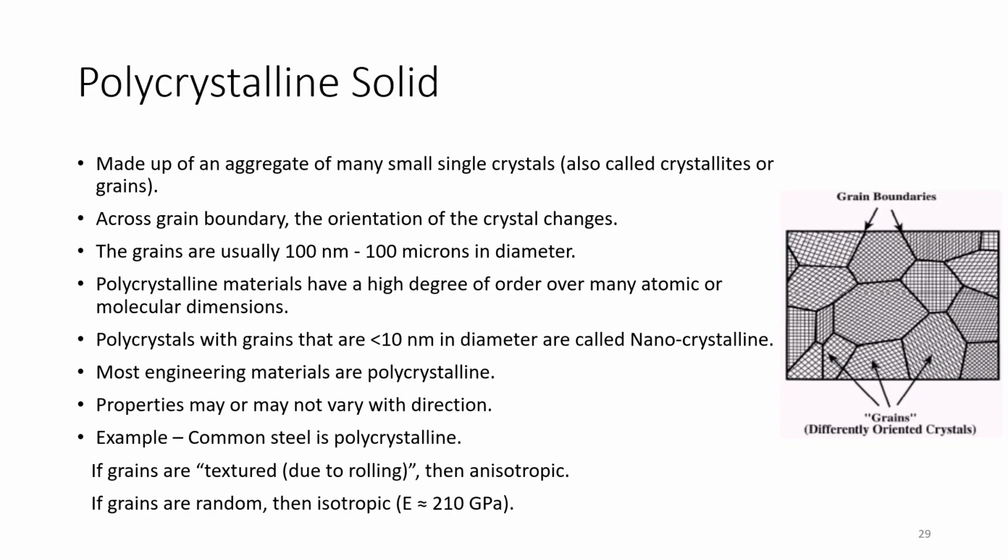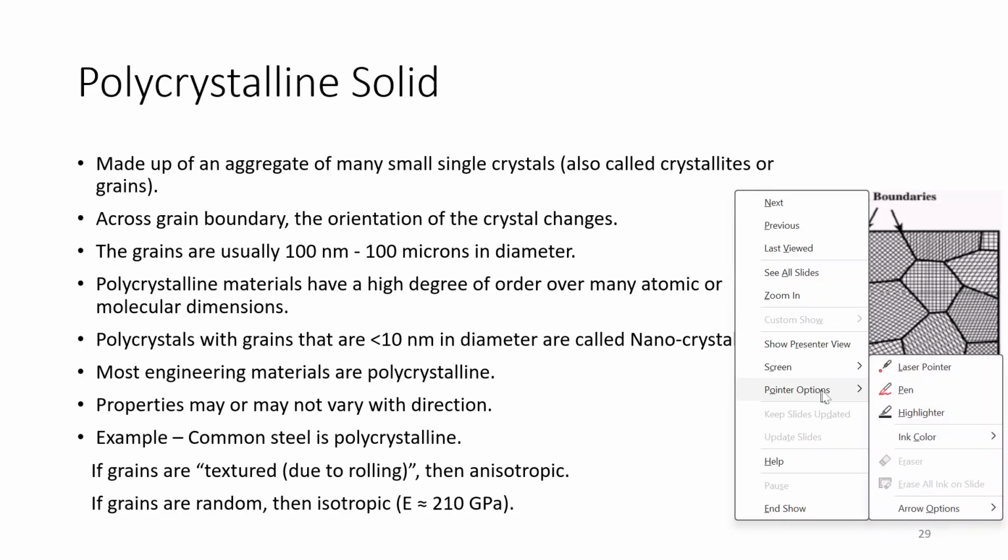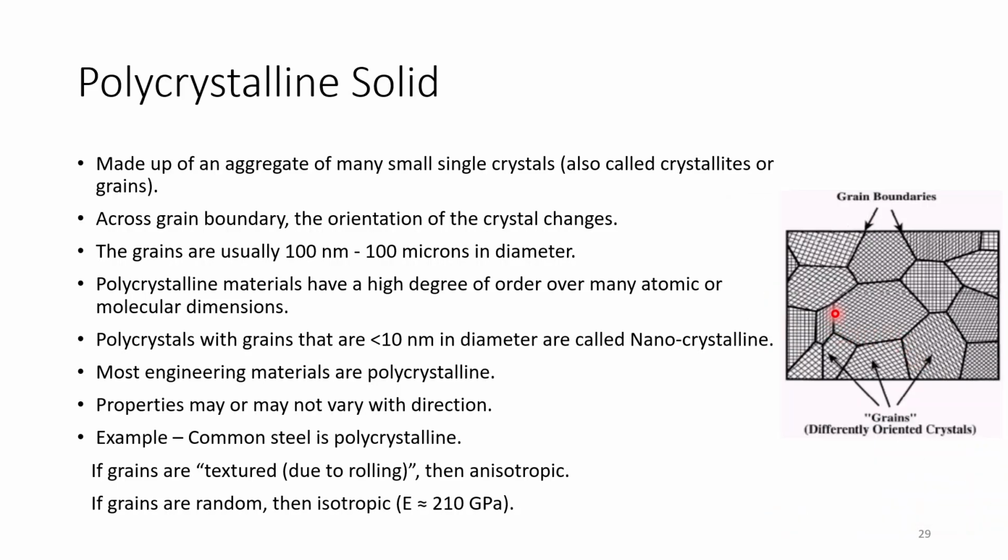Polycrystalline solids are made up of an aggregate of many small single crystals, also called crystallites or grains, and across grain boundaries the orientation of the crystal changes. So as here, these are the grain boundaries, and on this side and this side you can see that the orientation is changing. The grains are usually 100 nanometers to 100 microns in diameter, and polycrystalline materials have a high degree of order over many atomic or molecular dimensions.